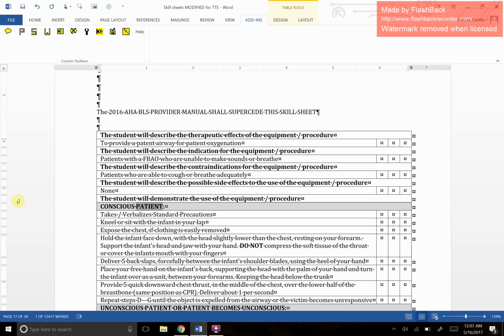Conscious patient. Takes/verbalizes standard precautions. Kneel or sit with the infant in your lap. Expose the chest, if clothing is easily removed. Hold the infant face down, with the head slightly lower than the chest, resting on your forearm. Support the infant's head and jaw with your hand. Do not compress the soft tissue of the throat or cover the infant's mouth with your fingers.